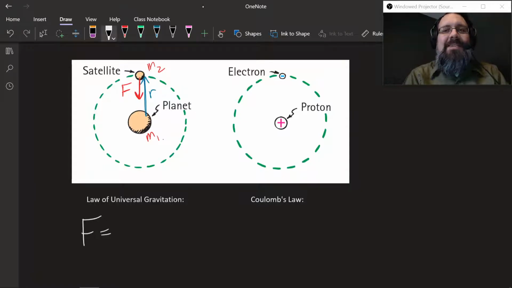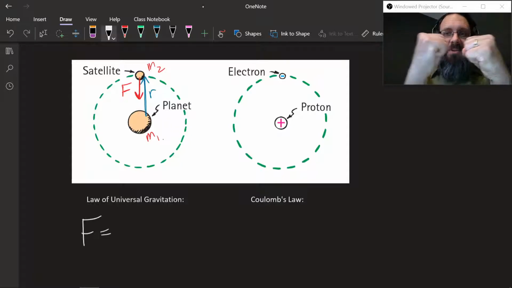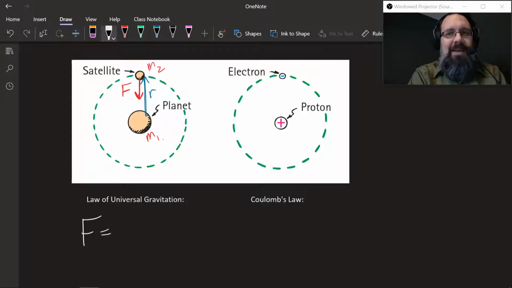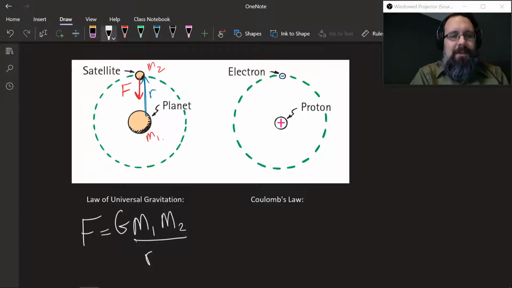Nope, that's the gravitational field equation. When we're talking about two objects pulling each other, we have to use the more general version of it. I can give you some hints. It's m1, m2, that's it. So the force is this constant G, which is called Newton's universal gravitational constant, times the two masses, m1, the mass of the planet, m2, the mass of the satellite, divided by the distance between them squared.